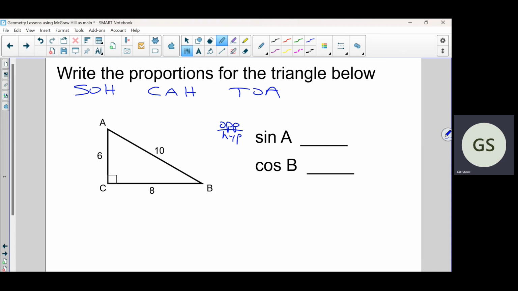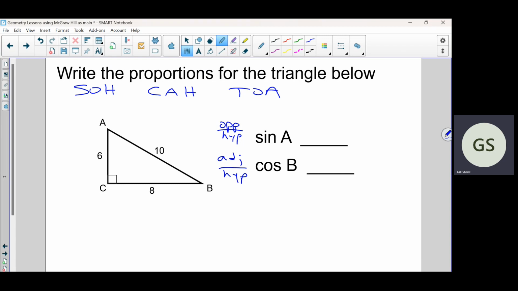The cosine is adjacent over hypotenuse. So we can go ahead and write the formulas. And then tangent is opposite over adjacent, which we didn't have to do on this one. So now, for the sine of A, the only thing you have to remember is what?